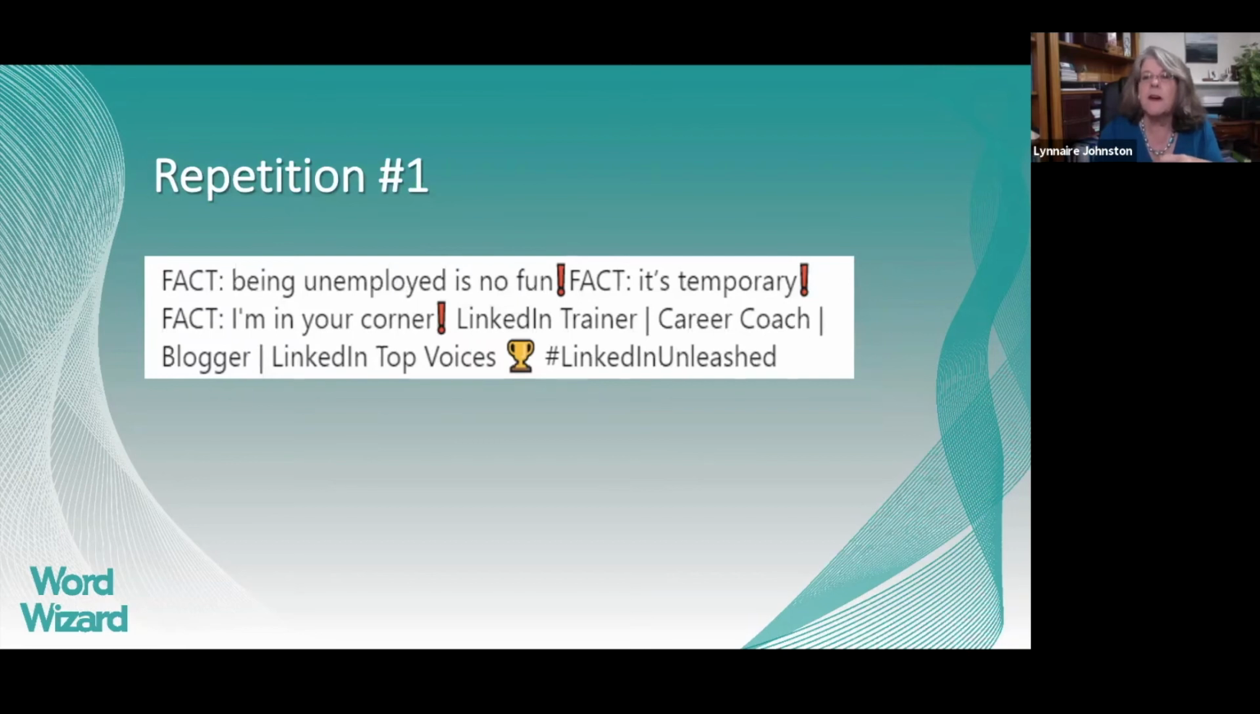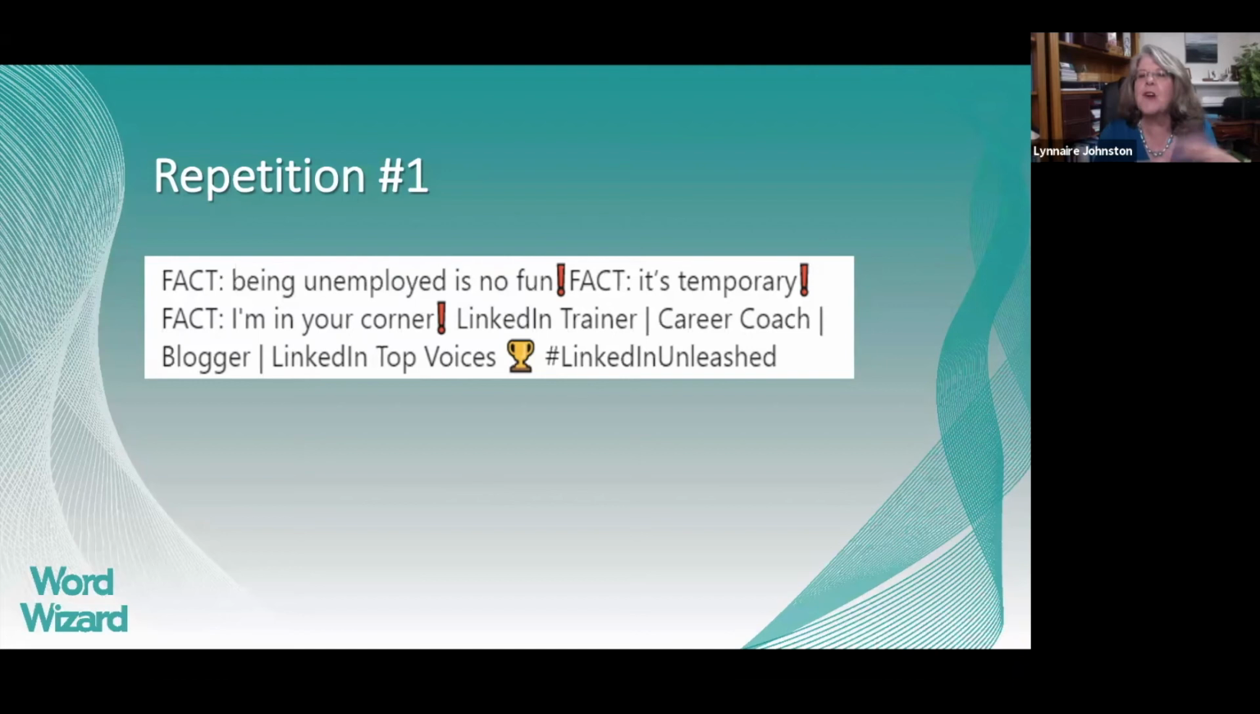Now, repetition works well in all kinds of copywriting, and it's great that there's enough space now on the LinkedIn headline to be able to use it there. And so the word fact, fact, fact, 3 times, and in uppercase letters, which is great, that stands out. 3 exclamation marks, they stand out, which is really good too. So I think that that works really quite nicely. I like that kind of repetition.